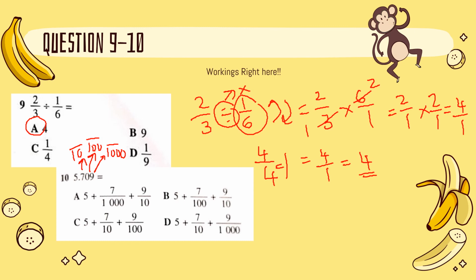Okay, so there's no 100. Which means this is wrong and this is wrong. Let's come down to these A and D. So first 7 is 10, but here's 1000, which means it's not A too. So the answer is D.